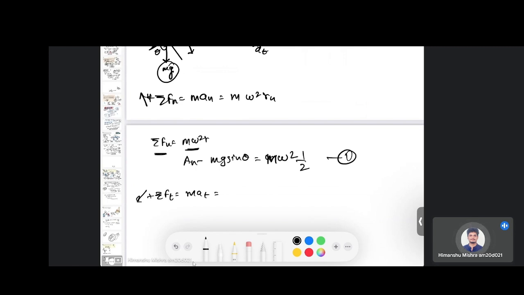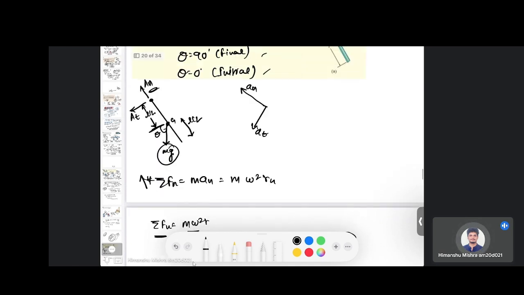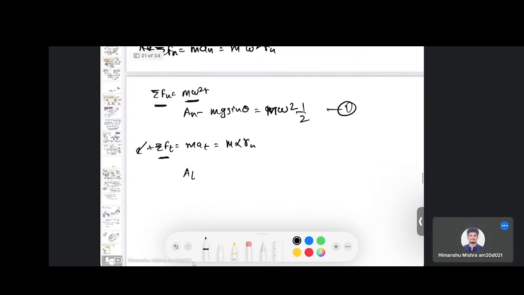Now if I do the force balance in the tangential direction, my tangential acceleration is alpha r, and the forces acting in the tangential direction are At and the component of weight. And my r is L by 2. So this is my equation 2. At is unknown here, and in equation 1 An is unknown. And also we don't know anything about omega and angular acceleration.